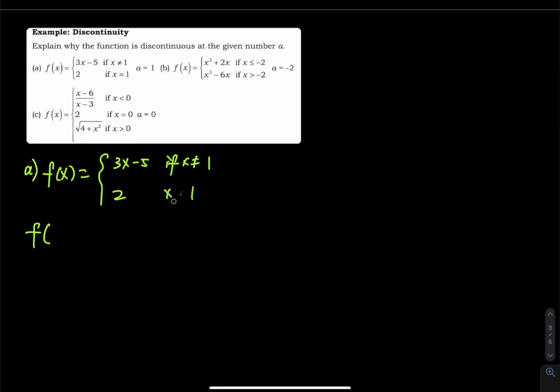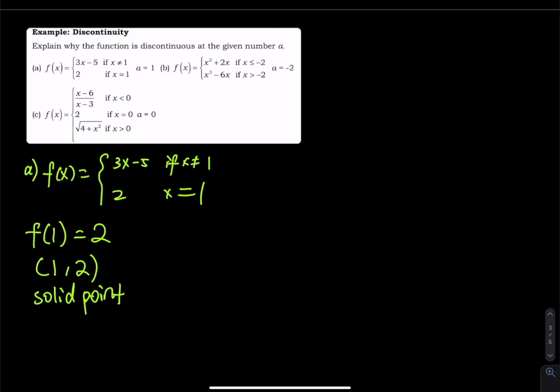This is a mistake. This is equal to 1. So when x is equal to 1, we have 2. So that means (1, 2) is a solid point. And then x not equal to 1, right? So we cannot have x equals 1 exactly for the 3x minus 5. So therefore, we have to check the left limit and the right limit.